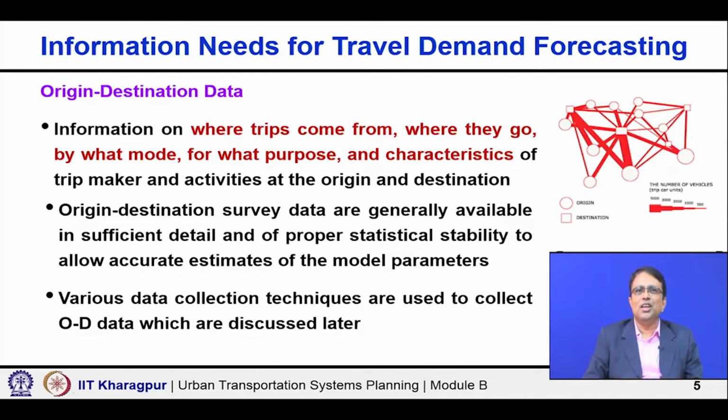I repeat it here: where the trip is coming from, where they are going, by which mode the trips are being made, for what purpose the trips are being made, the characteristics of the trip makers, and also the kind of activities in the origin area and the destination area. Through simple questions we try to get answers to get all this information.